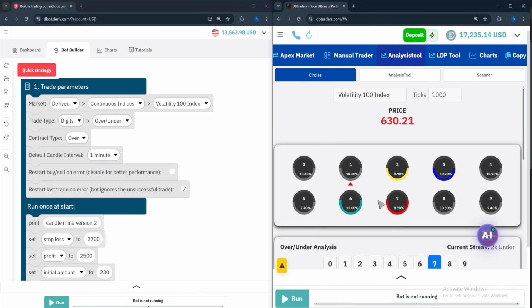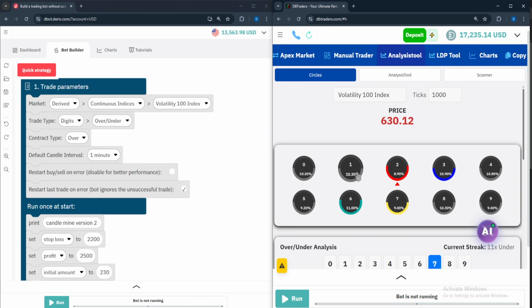Now what you do is this, okay? You will wait for this ticker to touch 3 numbers below 7, and then immediately it lands on 1, you press over. I repeat, you wait for this ticker to touch 3 numbers below 7, and then after it touches those 3 numbers and it lands on 1, you press over.